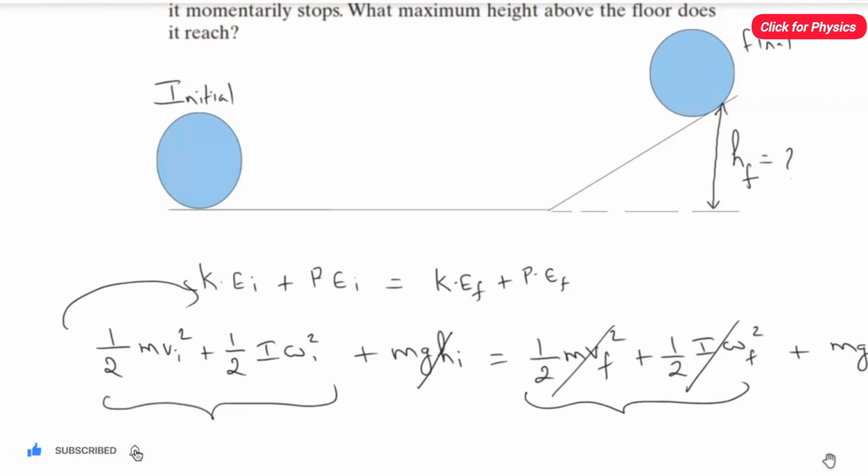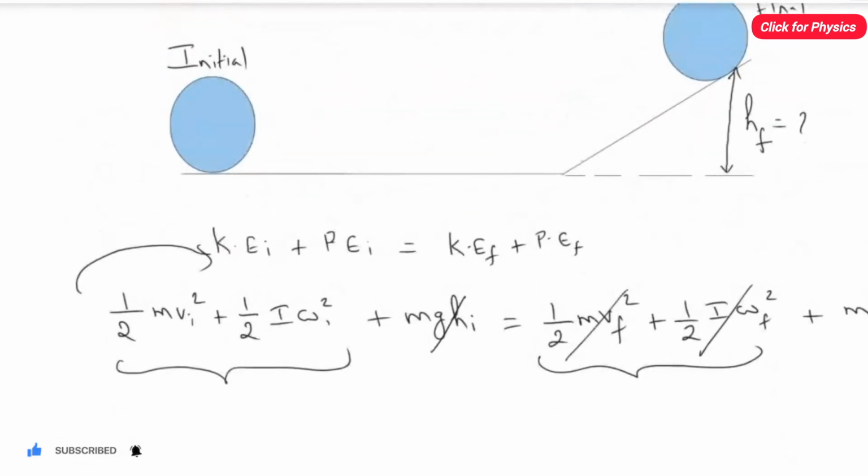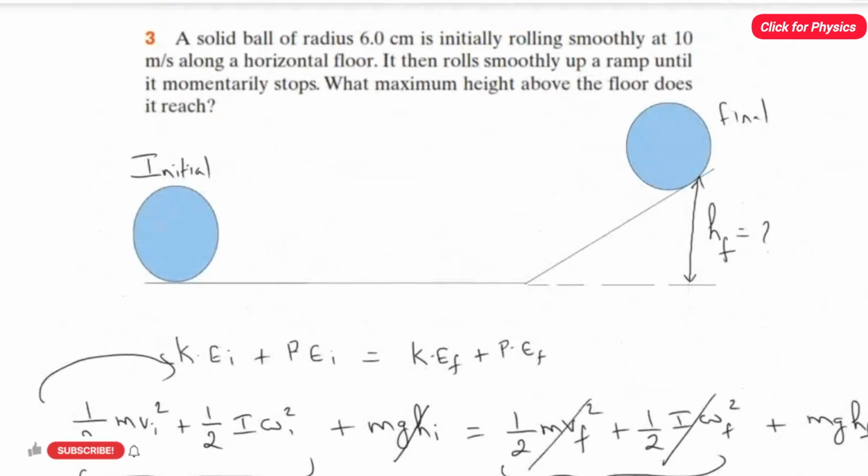Now we have to apply the values here. They clearly mention the ball rolls with a speed of 10 meter per second. So its initial speed v_i, moving in this direction, is given as 10 meter per second. And also the radius of the ball is given as 6 centimeter. We have to convert this centimeter to meter later.